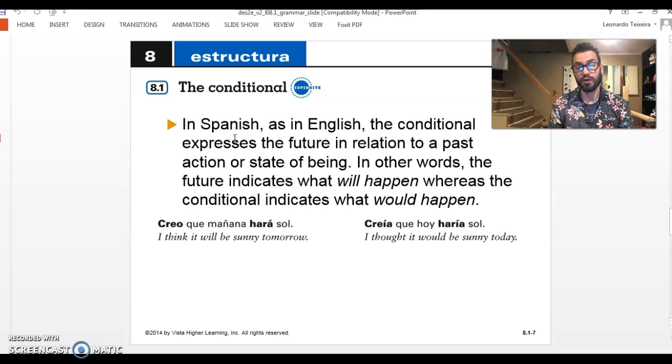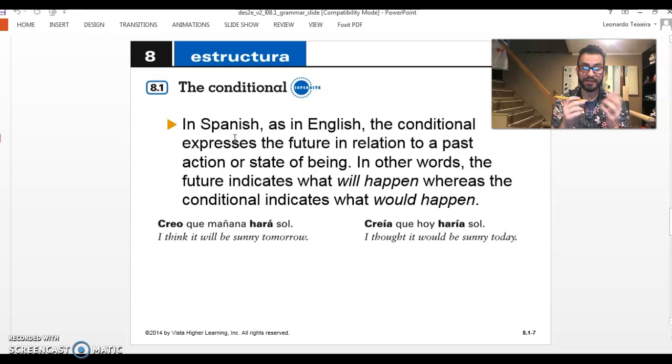Now, when we start the sentence in the past tense, okay, so for example, yo creía or yo creí, then what you have to try to understand is that the conditional functions like a future, but a future for a past action.